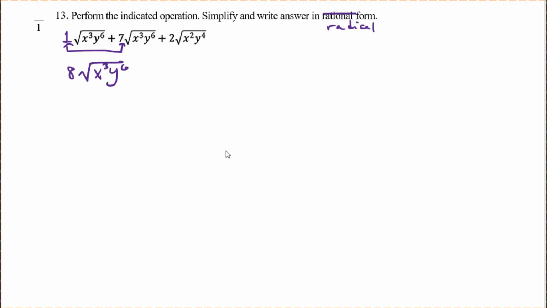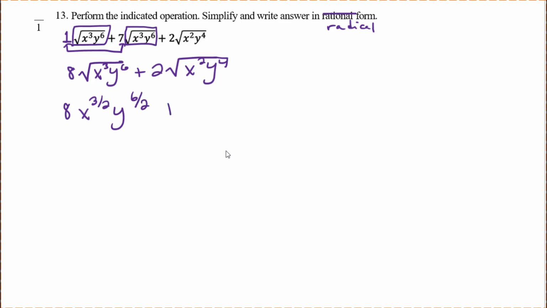However, we can't combine that because this is x squared y to the 4th, and that's x cubed y to the 6th. So we can't combine those. These are like terms, but that is not. So we're just going to leave this hanging here, and then we're going to simplify. So we're going to rewrite this as x to the power over index, invisible 2 there for square root, y to the 6th power over index, 2x to the power over index, y to the power over index.